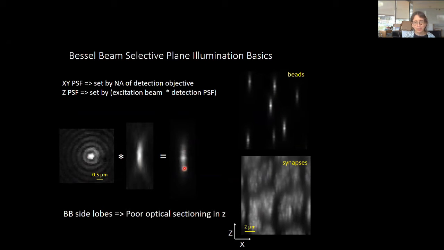So there's high resolution information in there, but otherwise it still has the shape of the original point spread function of the detection objective. And so beads are going to be all stretched out like this, and you could imagine deconvolving those. But as soon as you have things that are close together, which was the whole point of building a high resolution microscope, those are not going to be separable. And so the basic message is the side lobes are going to mess up, they're going to give you poor optical sectioning in Z.